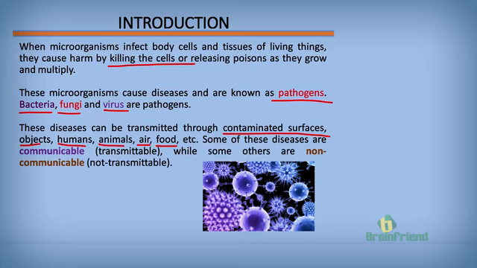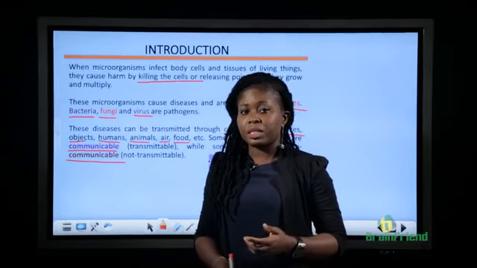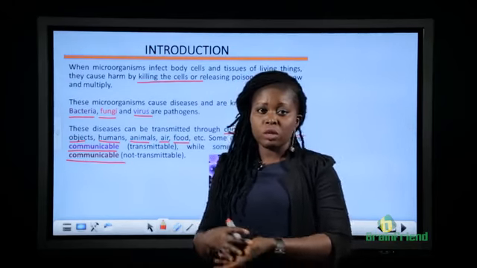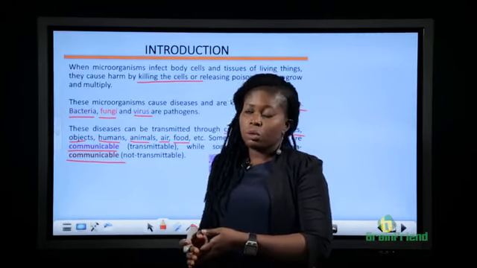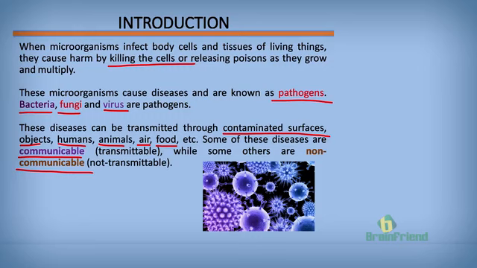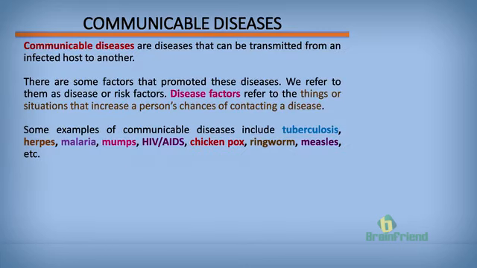Some of these diseases are communicable, as we explained, while some others are non-communicable. We say that communicable diseases are simply those diseases that can be transmitted from an infected host to a healthy person, while non-communicable diseases are those diseases that cannot be transmitted from person to person. There are factors that promote communicable diseases. Now, we refer to these factors as disease factors or risk factors.